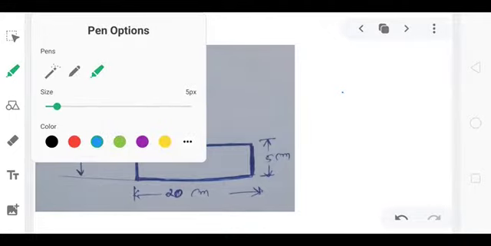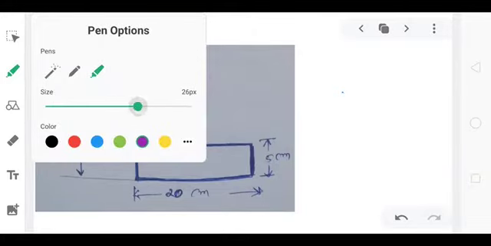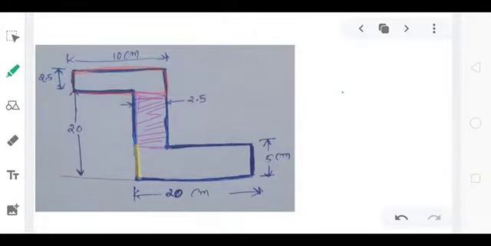Let me check another color. That will be my second rectangle, the shaded portion. And the third rectangle, color is with the yellow. So these three are the rectangular sections in which I divide the whole part.